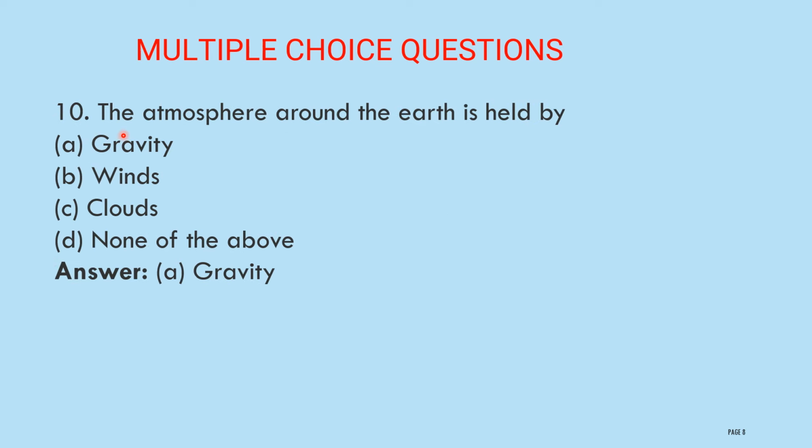Next question. The atmosphere around the Earth is held by option A, gravity; option B, winds; option C, clouds; option D, none of the above. The correct answer is gravity.